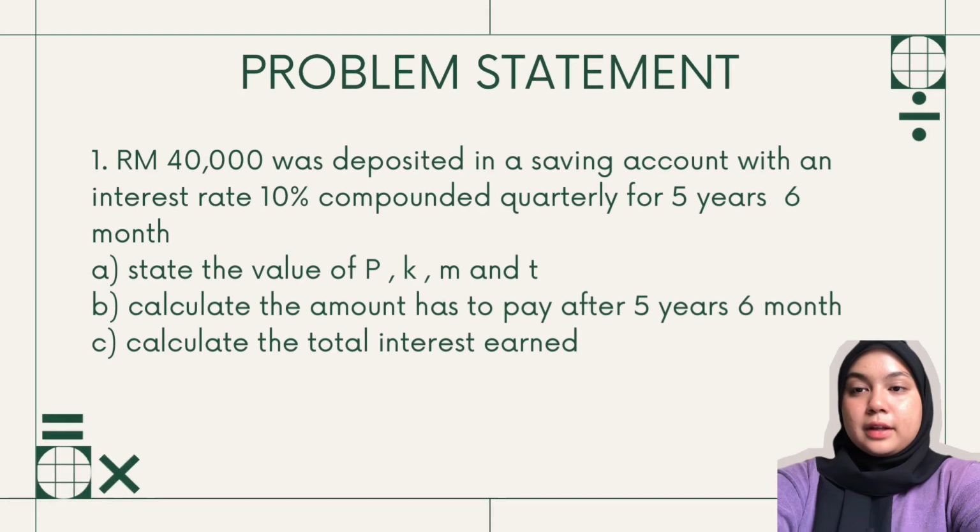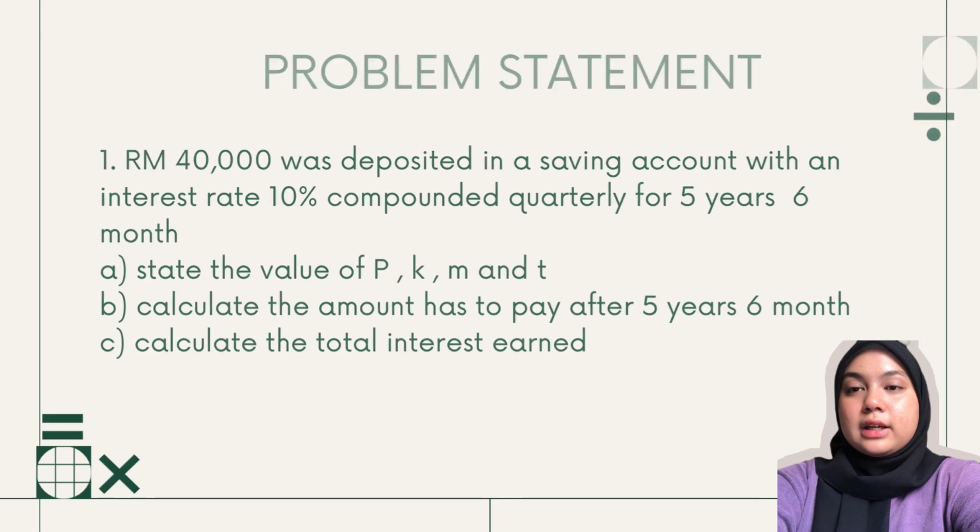The problem statement for compound interest is: 40,000 ringgit was deposited in a savings account with an interest rate of 10% compounded quarterly for 5 years 6 months. A. State the value of P, K, M, and T. B. Calculate the amount to be paid after 5 years 6 months. C. Calculate the total interest earned.